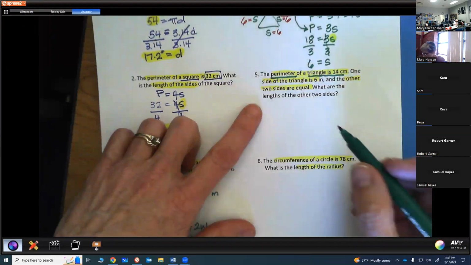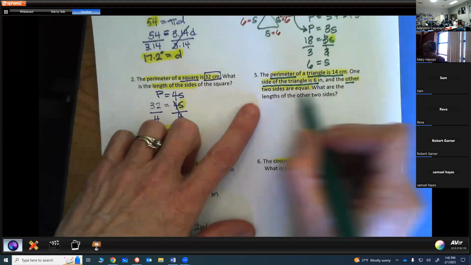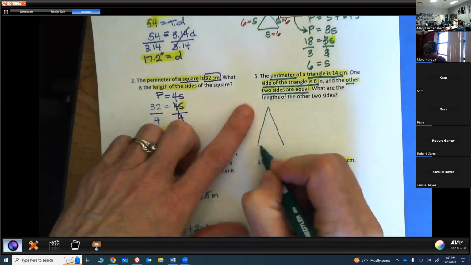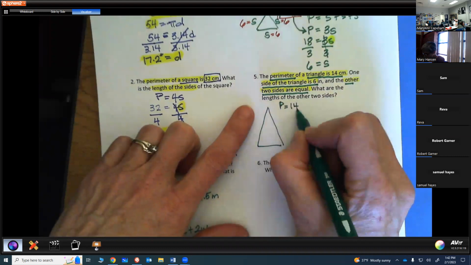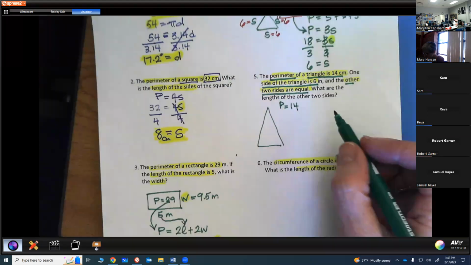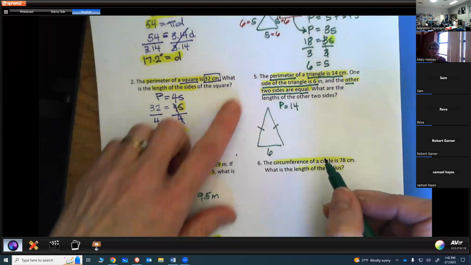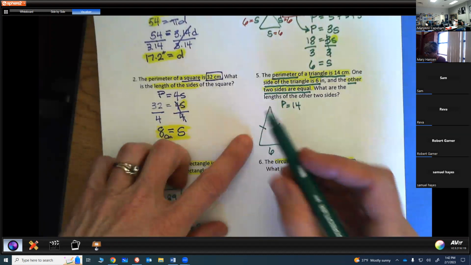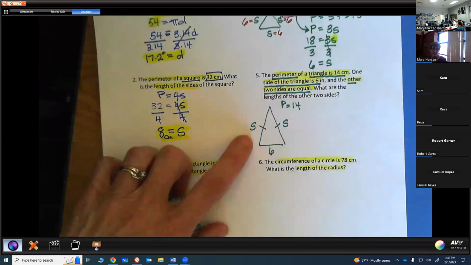And one of the sides of the triangle is 6, and the other 2 sides are equal. So again, maybe a picture would help. So the perimeter is 14. One of the sides is 6, and the other 2 sides are equal. Now, when I put that little mark on the side, that means these 2 are equal. So if I call this side S, then that means the other side is S also.